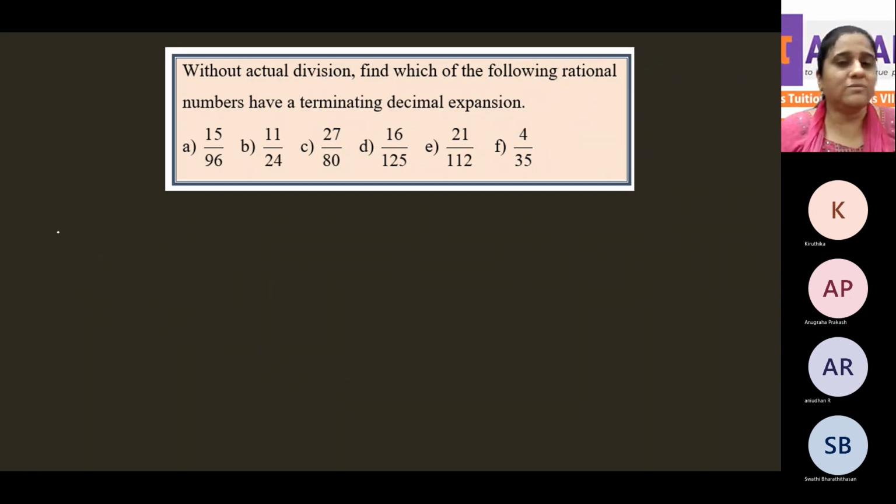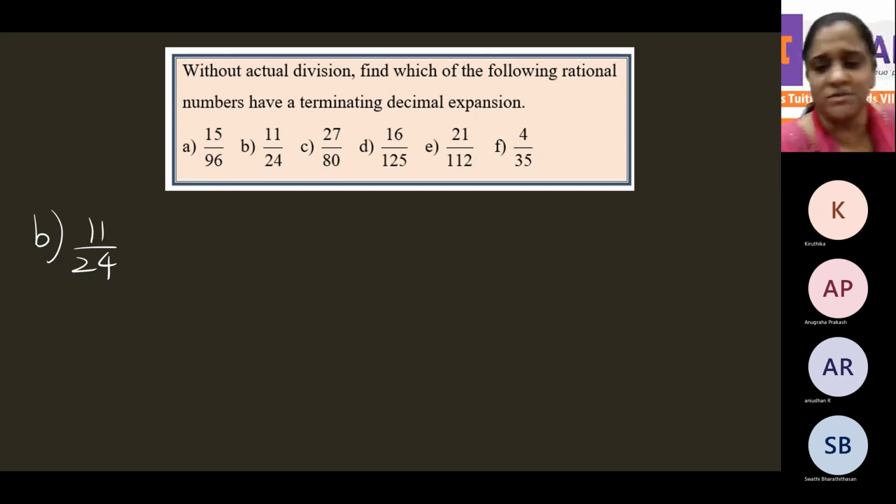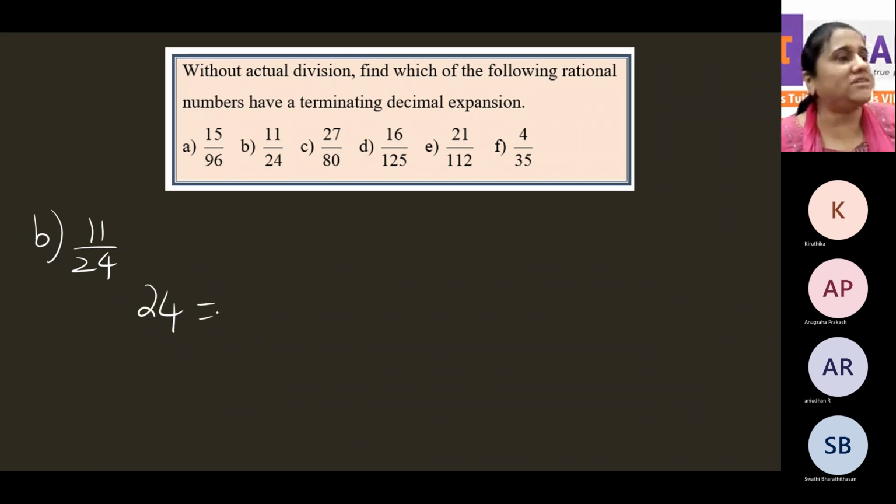Okay, now let me take up the next one. Now the next one, 11 by 24. It's already in the simplest form. You cannot simplify it any further. So then you should take up the denominator 24 and express it as a product of its primes. And that is 2 cubed into 3.